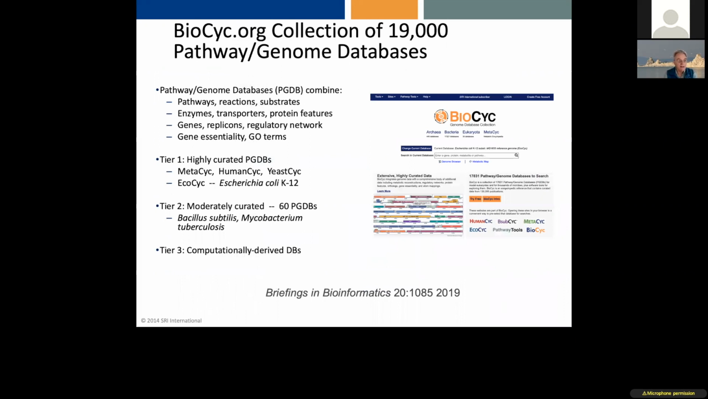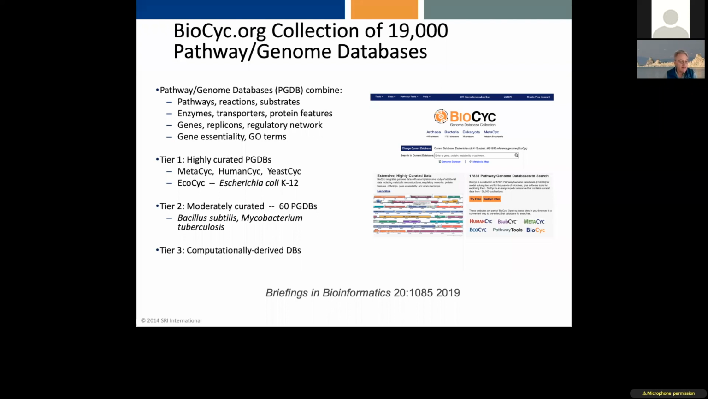Now, all of these 19,000 databases, which we call pathway genome databases, combine a number of different types of data. They contain metabolic data about pathways, reactions, and metabolites. They contain proteome data about enzymes, transporters, and other proteins. They contain genome data, regulatory data, and in some cases, they'll contain gene essentiality data.